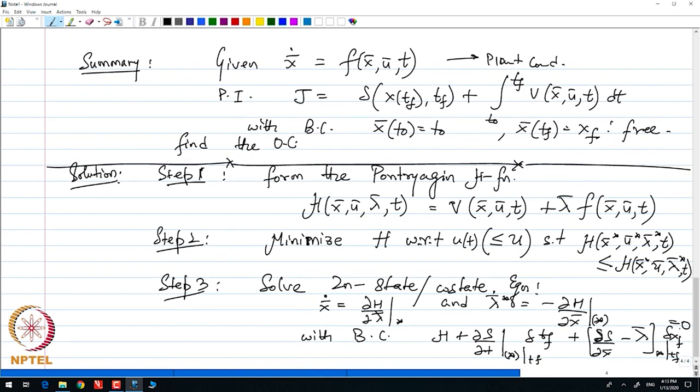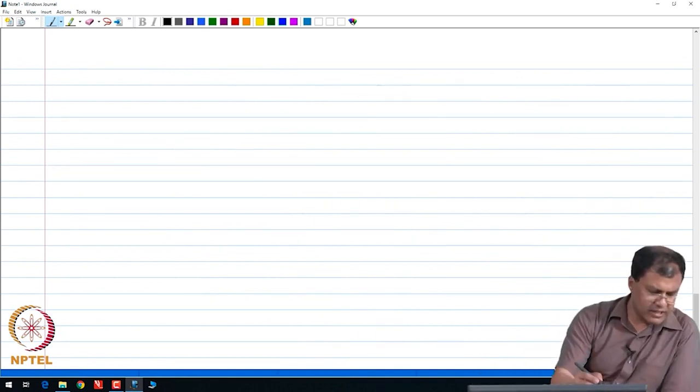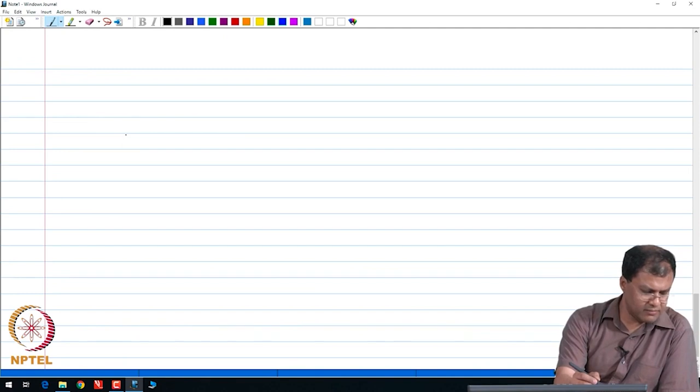Okay. So, then the sufficient condition we will just briefly mention is identical to the unconstrained case, namely we have to check the second derivative of the Hamiltonian with respect to the control variable u, and if the sign is positive, that should guarantee that we have found the minima. Okay. So, what I just said is the sufficient condition.